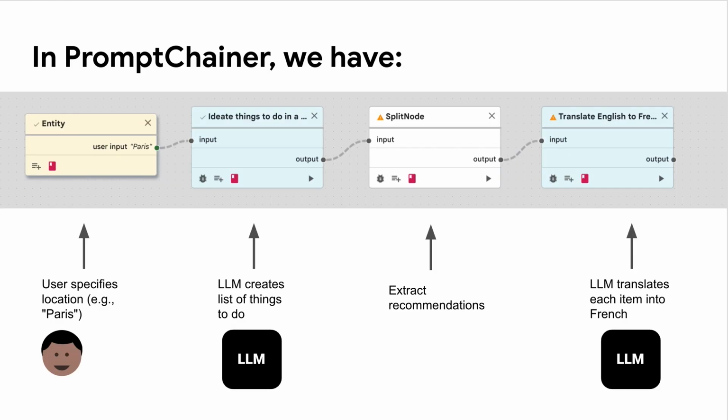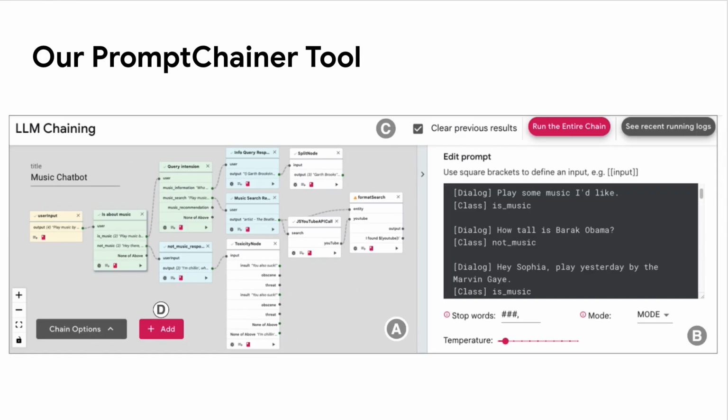In PromptChainer, we would have something like this. To give a quick overview of the PromptChainer interface, on the left, we see our overall chain in the chain view, and on the right, we can see the selected node's prompt in the node view.